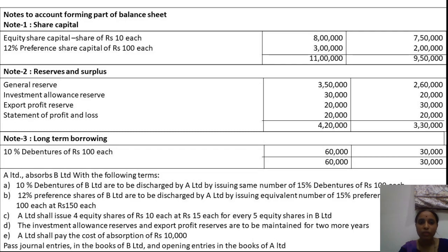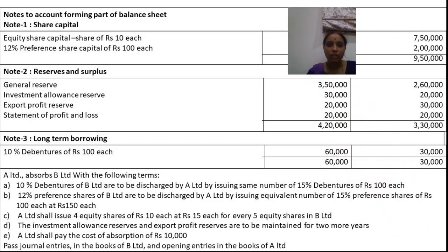So the total they have given is taken from the balance sheet. Long-term borrowings are given in detail: 10% debentures of 100 each, 60,000 and 30,000. So the other information is given here. A Limited absorbs B Limited with the following items. That means A company is going to take over B Limited. So A company is the transferee company, B company is the transferor company.